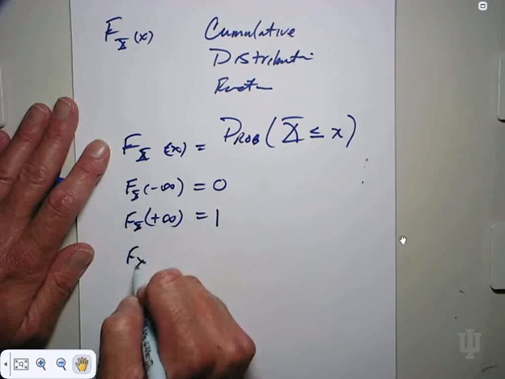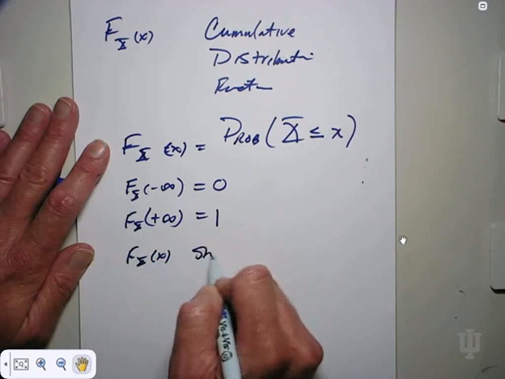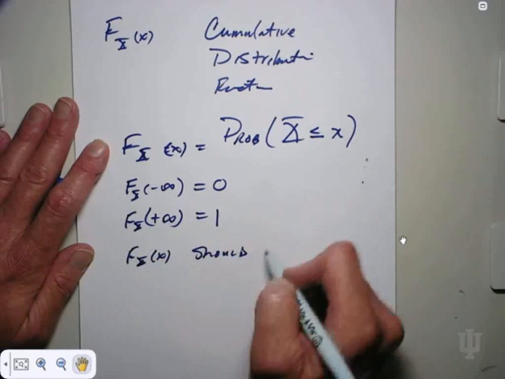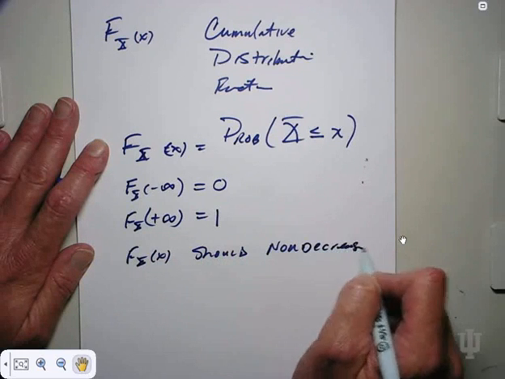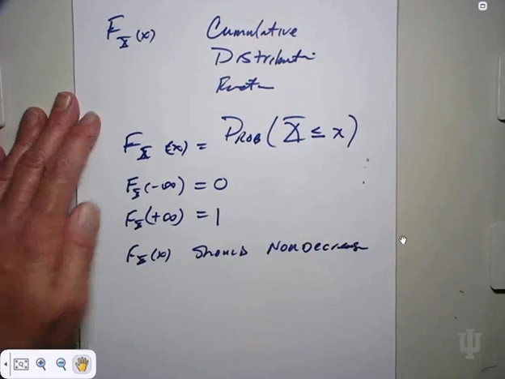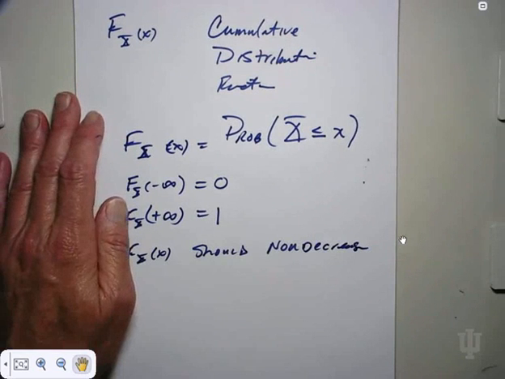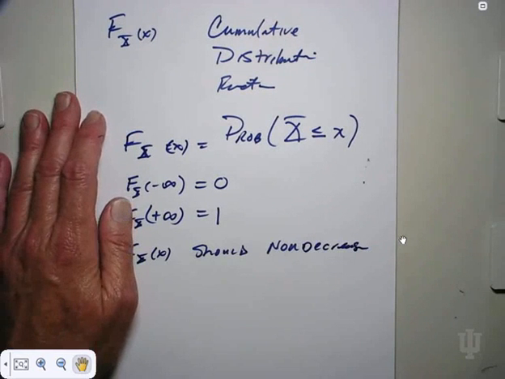Fx of x should be non-decreasing. That is, never is it decreasing. It's either horizontal or it is rising.